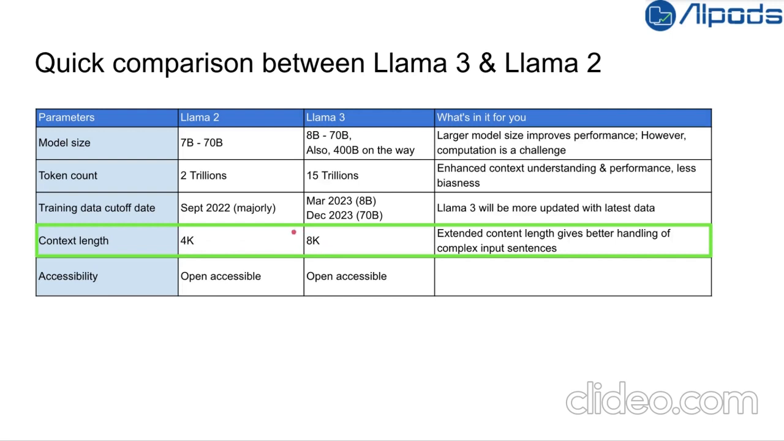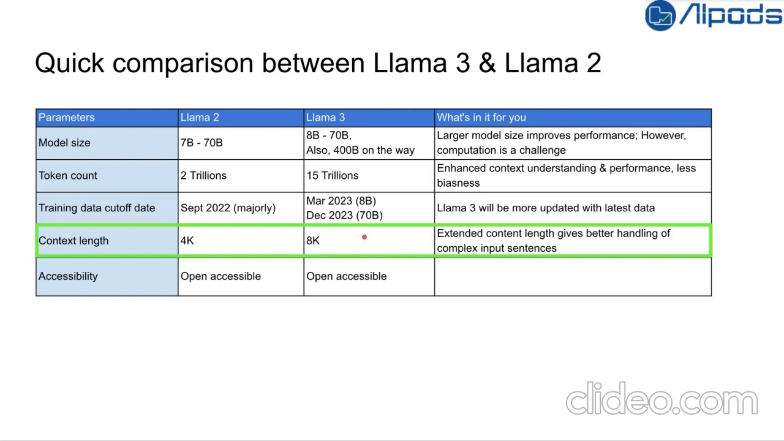At the same time, if Llama 3 is fed with that input of 5k tokens, it is easily able to process all of it, because it has an extended context length of 8k. So the greater the context length, the better the model's capacity to handle any lengthy input.